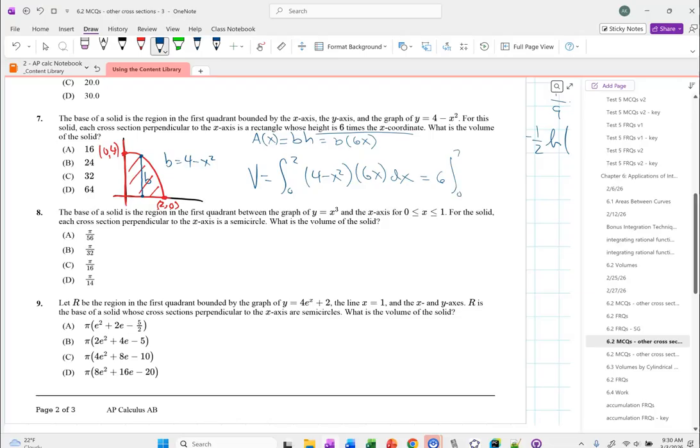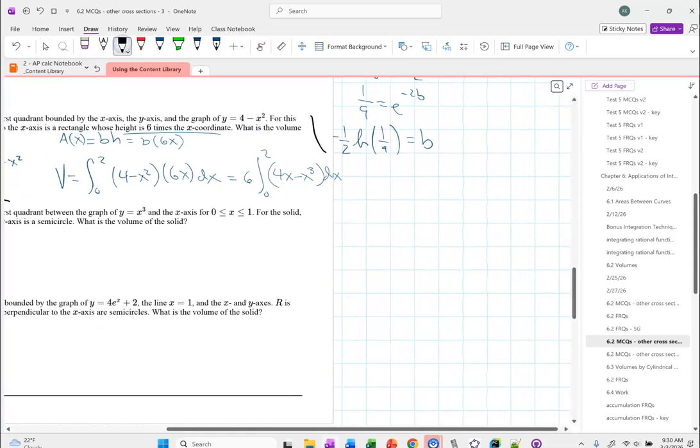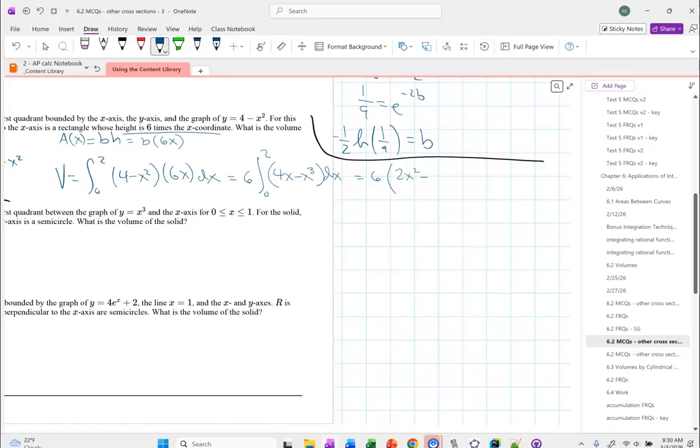So we can do 6 times the integral from 0 to 2 of 4x minus x cubed dx. So 6 times 2x squared minus x to the 4th over 4, from 0 to 2. Yes, I distributed the x through and pulled the 6 out to the front. Oh, okay. And then you do the antiderivative. And then I did the antiderivative. Exactly right.